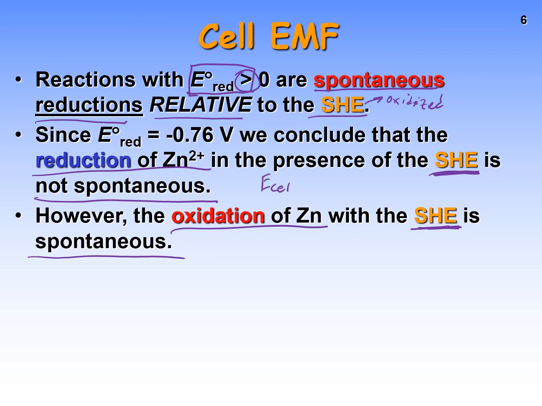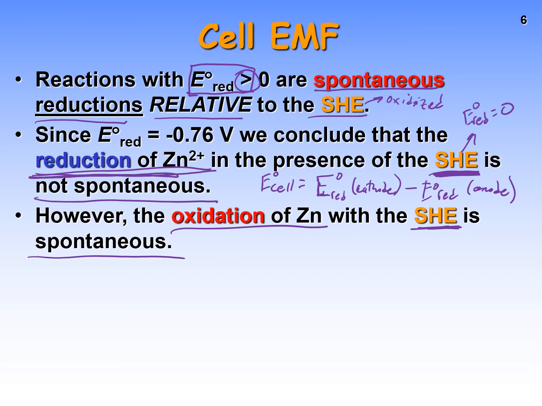E cell is equal to the reduction potential of the cathode minus the reduction potential of the anode. And we know the reduction potential of the SHE, by definition, has a value of 0. And if this guy's being reduced, then it's happening at the cathode, which makes this guy happening at the anode. So that means this is our scenario here.